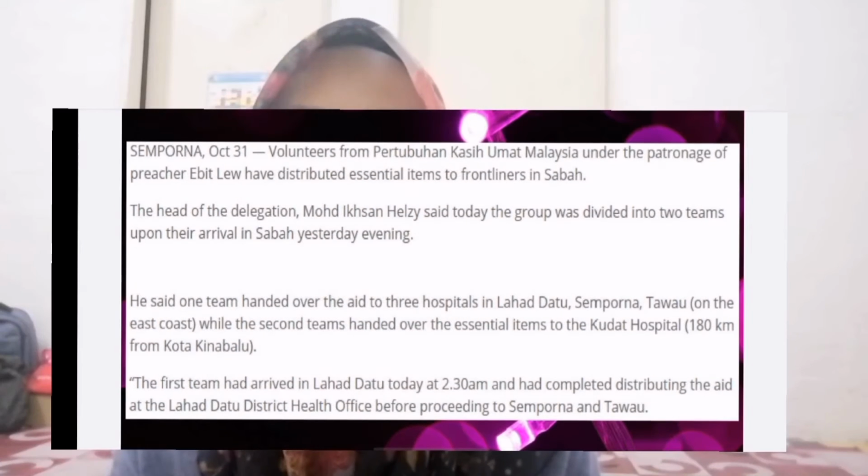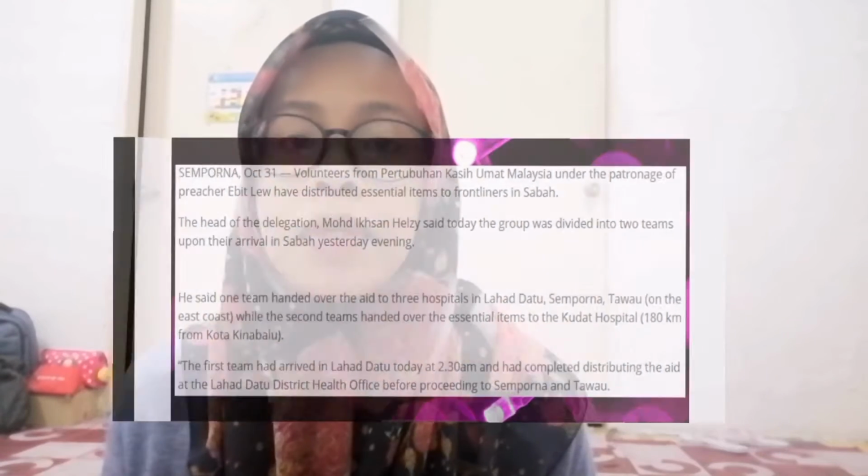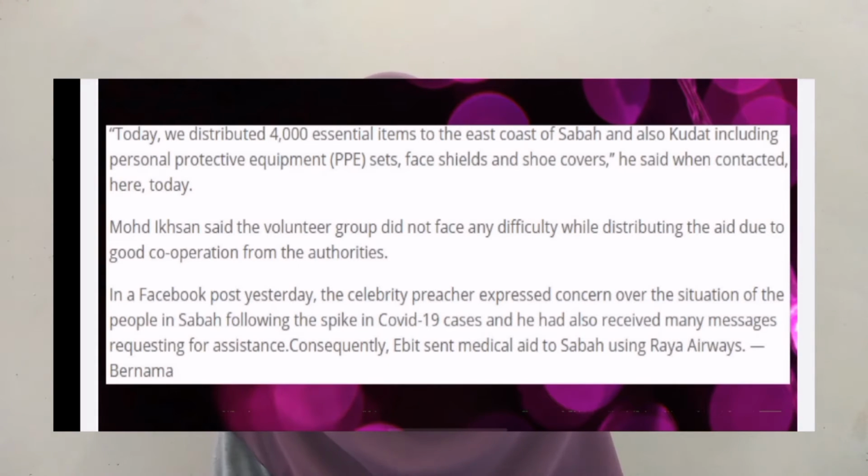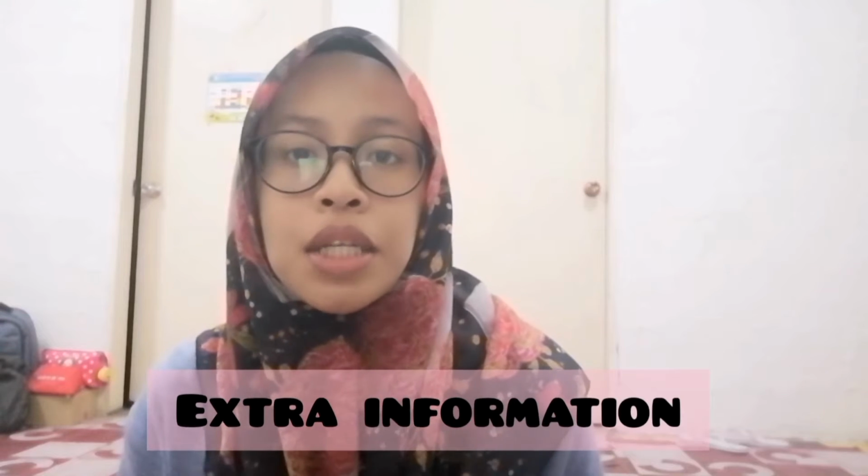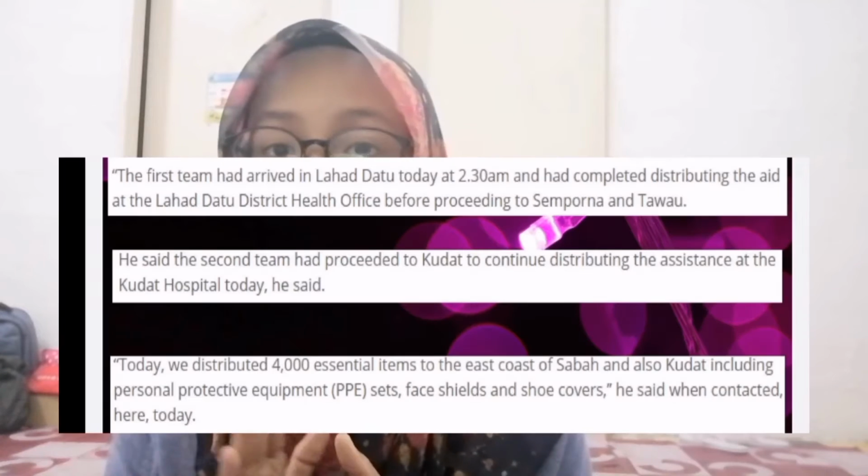The most important part in this news is the volunteers of Pertubuhan Kasih Umat Malaysia under the patronage of Preacher Abid Liu distribute essential items to frontliners at Hospital Lahad Datu, Semporna, Tawau and Kudat. Secondly, the crucial part in this news is Abid Liu distributed 4,000 essential items to Sabah, including personal protective equipment sets, face shields and also shoe covers. The extra info in this news is they did not face any difficulty while distributing the aid due to good cooperation from the authorities.